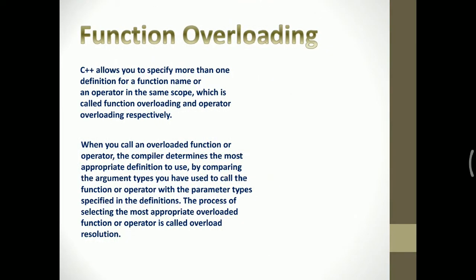Now we will discuss function overloading. C++ allows you to specify more than one definition for a function name or an operator in the same scope, which is called function overloading and operator overloading respectively. When you call an overloaded function or operator, the compiler determines the most appropriate definition to use by comparing the argument types you have used to call the function or operator with the parameter types specified in the definition. The process of selecting the most appropriate overloaded function or operator is called overload resolution.